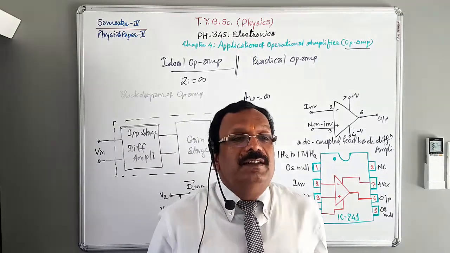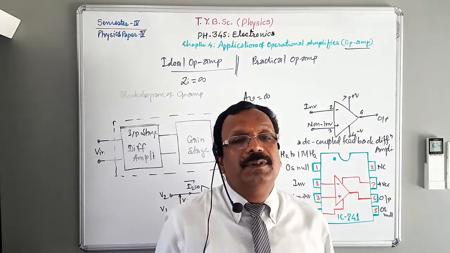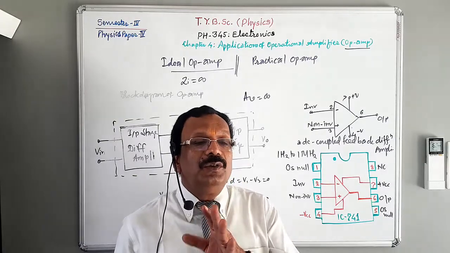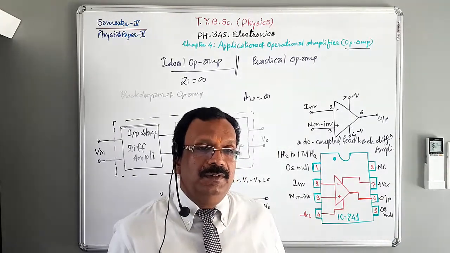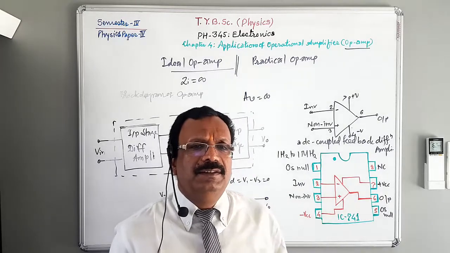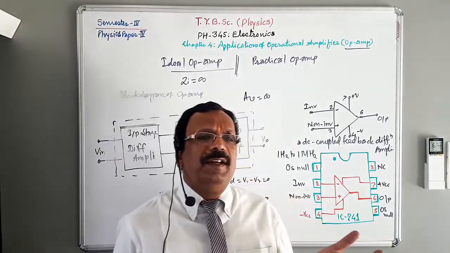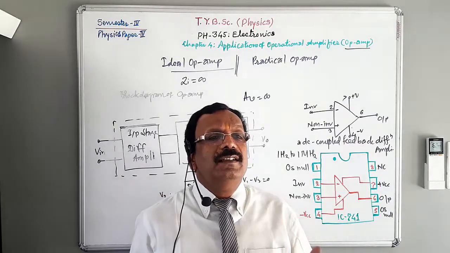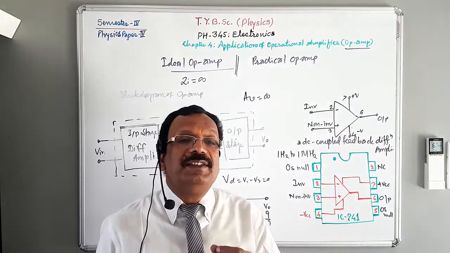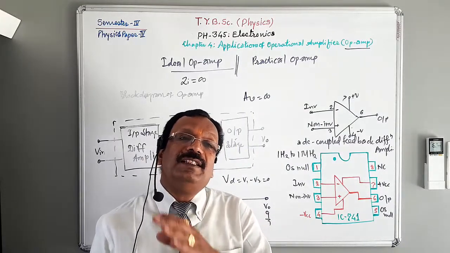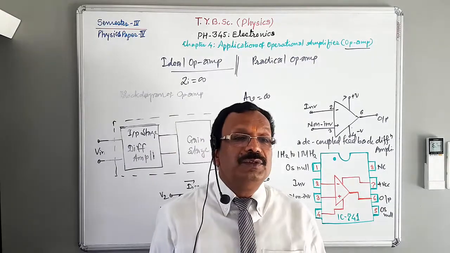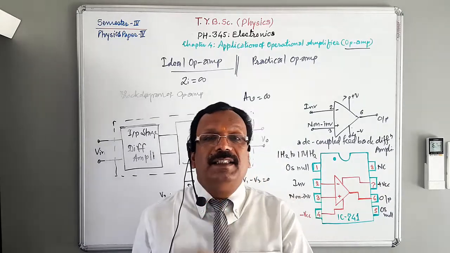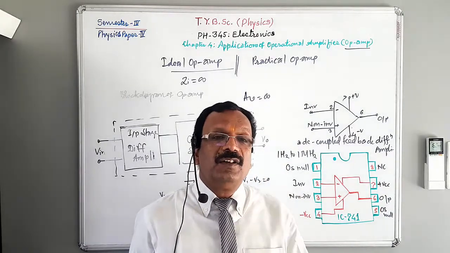This ensures that the gain of the op-amp will remain constant over the frequency range from 0 to infinity. There is infinite bandwidth. So, the op-amp can amplify DC, direct current, as well as AC signals.